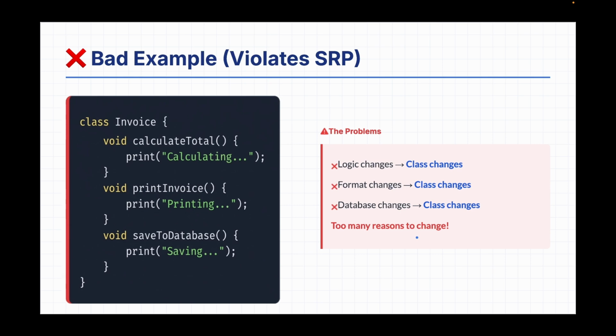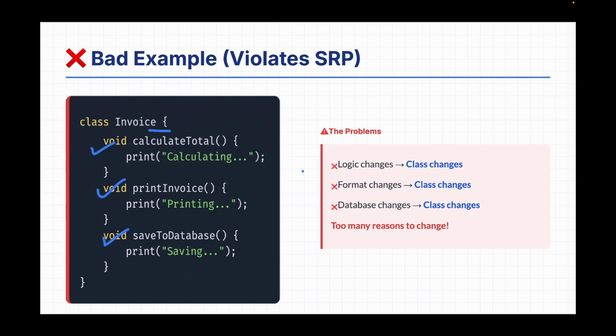Imagine you have a class called invoice. Inside this class, you have three different methods. The first method calculates the total invoice amount. The second method prints the invoice. And the third method saves the invoice to a database. Now think about this carefully. This single class is doing three different jobs. It is handling business logic, printing logic, and database logic.